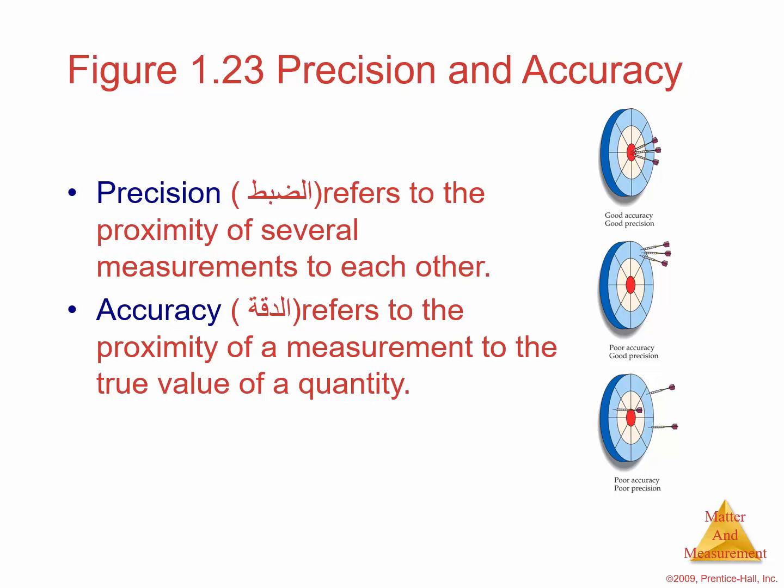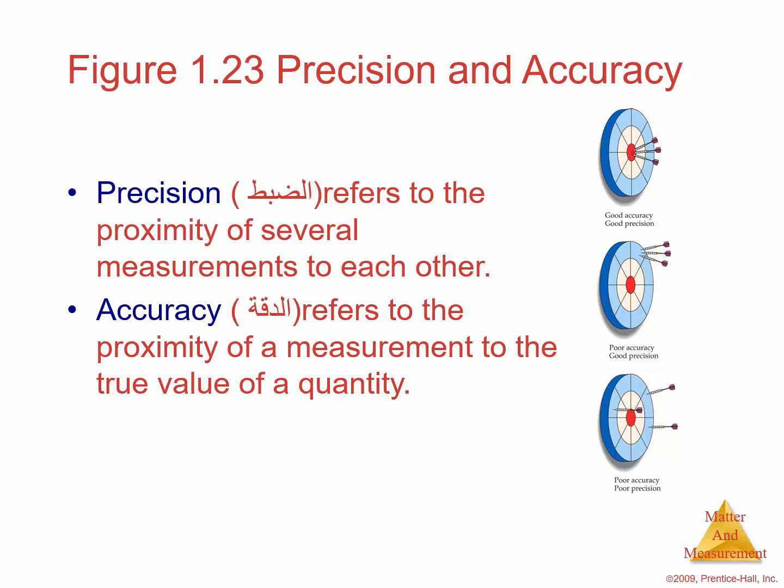Here in the above one, you have all the darts in the middle, so we have good accuracy, good precision. Here the darts are close to each other, but they are out of the center, so we have poor accuracy but good precision. And here we have scattered darts, so we have poor accuracy and poor precision.